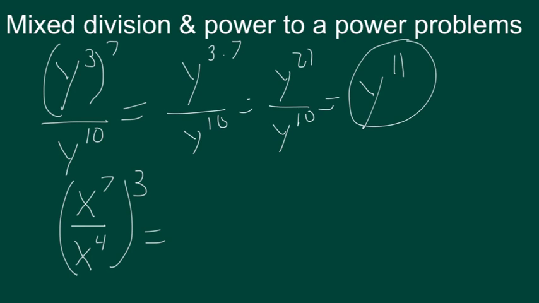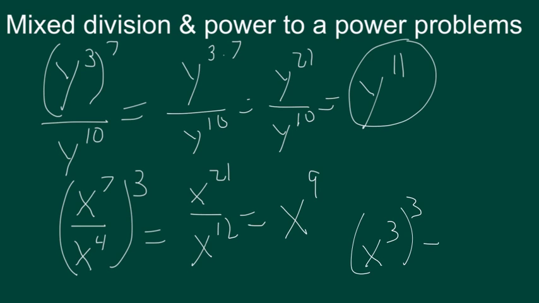Here we have the exponent on the outside, and we can either distribute to both the top and the bottom, meaning we do the power to the power with this and power to the power with that, the denominator exponent. This would be 21, that would be 12. So this would look like x to the 21 over x to the 12, which we would then subtract the exponents. 21 minus 12 is going to give you 9. Or we could subtract the exponents first, which would give us x to the 3 to the 3, and then do the power to a power, which would result in the same x to the 9th power.